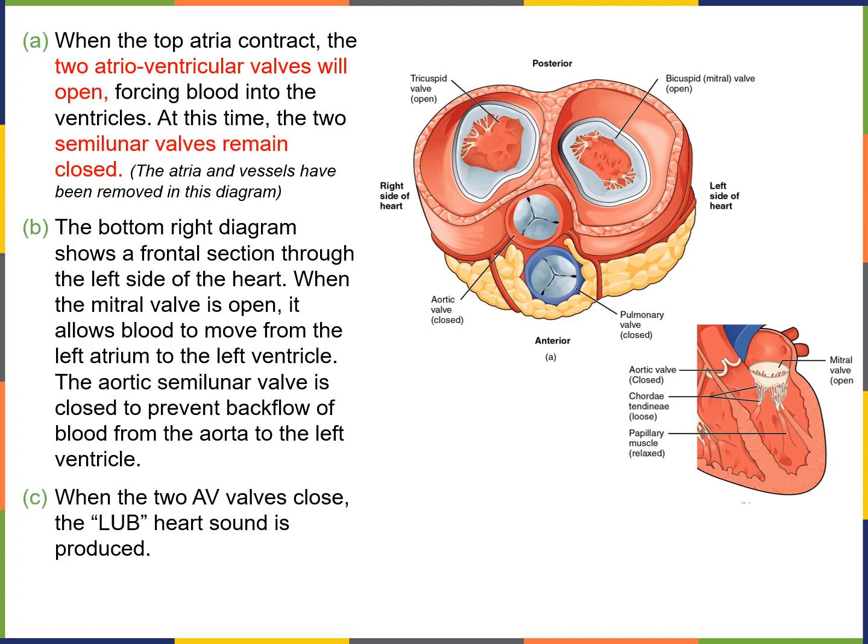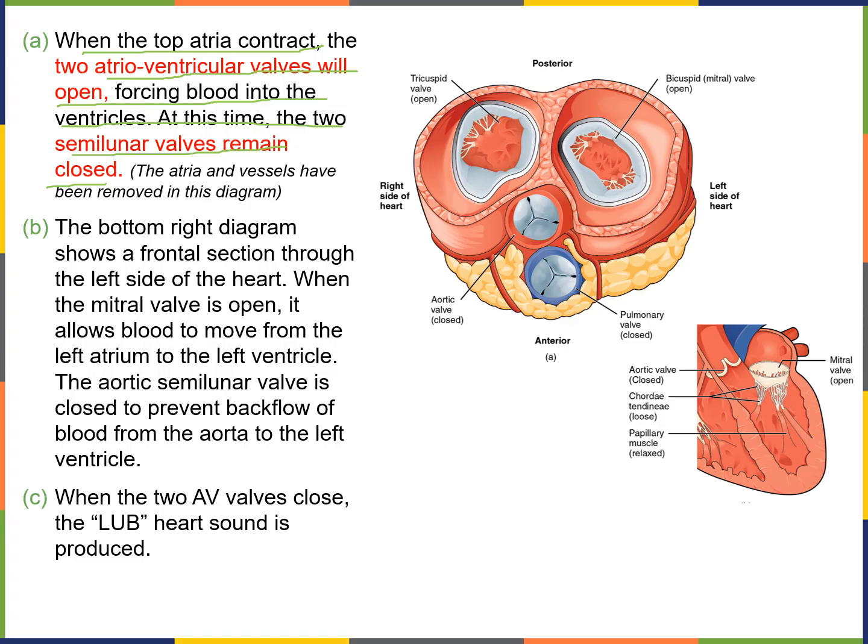So the function of the valves now: when the top chambers, which are the atria, contract, the 2 atrioventricular valves will be open, forcing blood into the ventricles. At this time, the 2 semilunar valves remain closed. This is important. Whenever the AV valves are open, the semilunar valves are closed. So remember, the semilunar valves are at the base of those great vessels, the aorta and the pulmonary trunk, which lead from the ventricles.